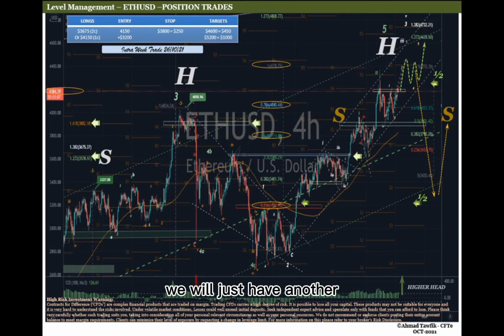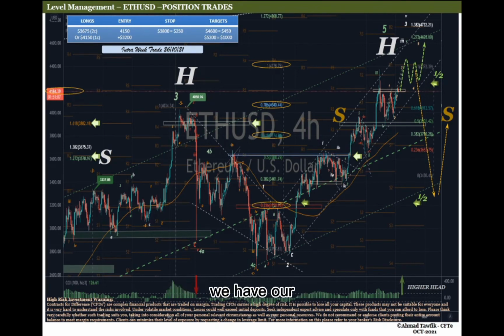We will just have another limit entry order long for half of our estimated size at the top of level 1, that white level 1 here, because usually a degree 3 would test the top of 1 in an uptrend. So this comes in at 3,200, maybe even a bit higher, 3,250.